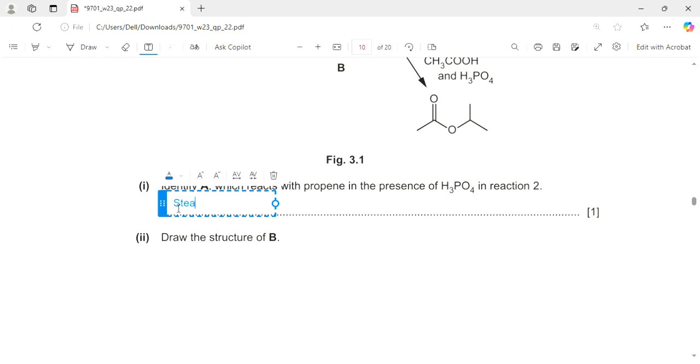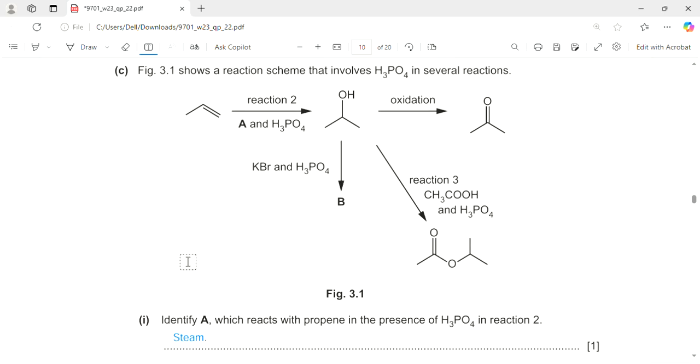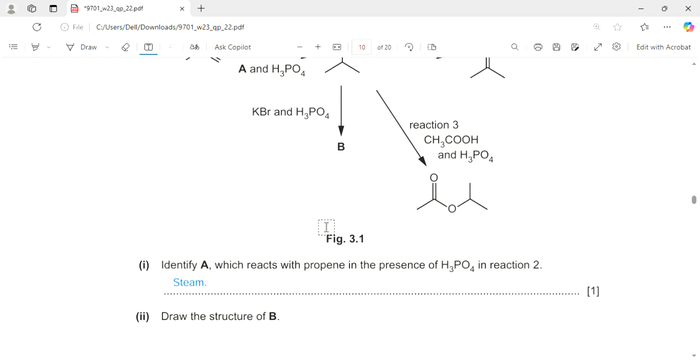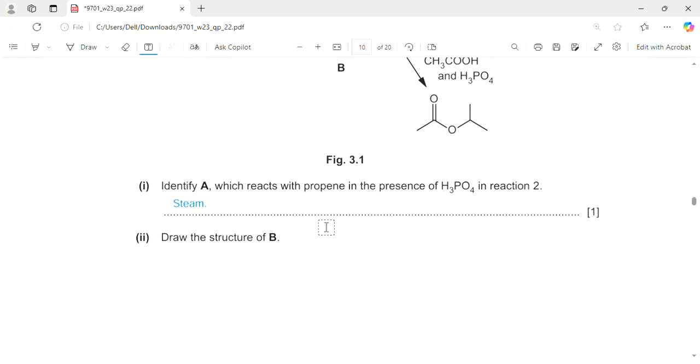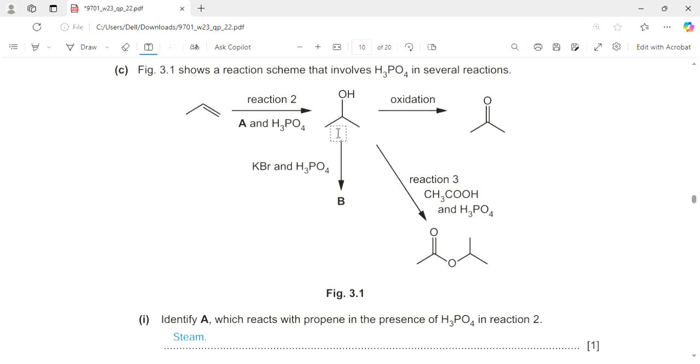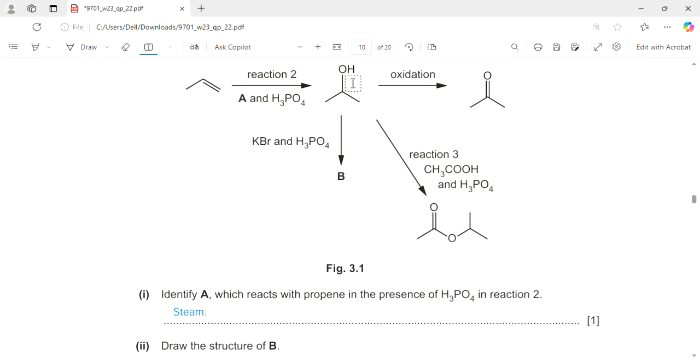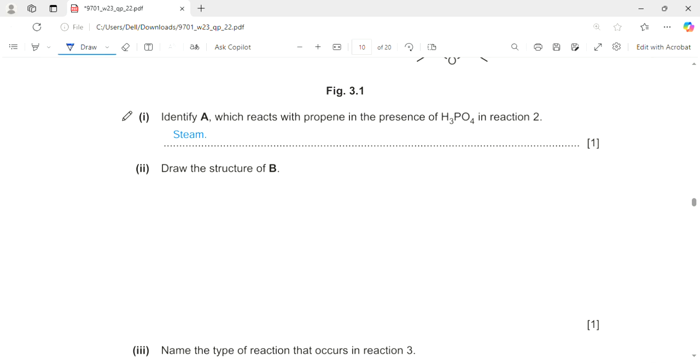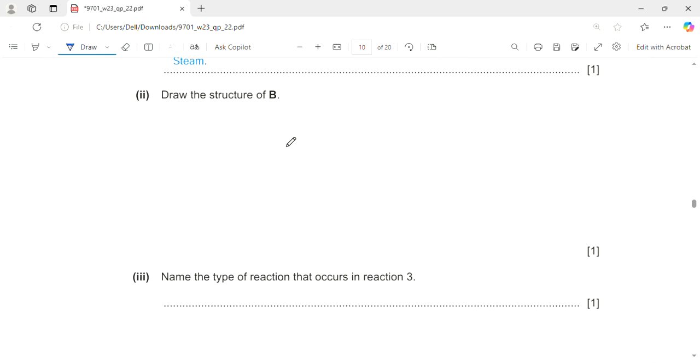Draw the structure of B. You see the reaction with the alcohol here and with KBr and H3PO4. So what will we get? Bromine will replace this OH, and Br becomes attached at this position. So I must draw this structure, with Br.